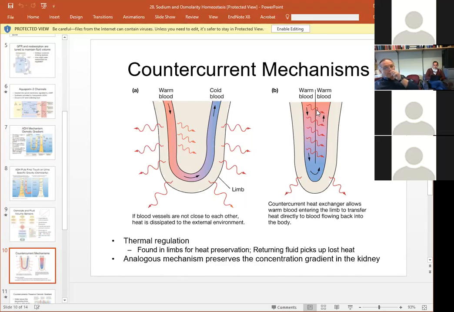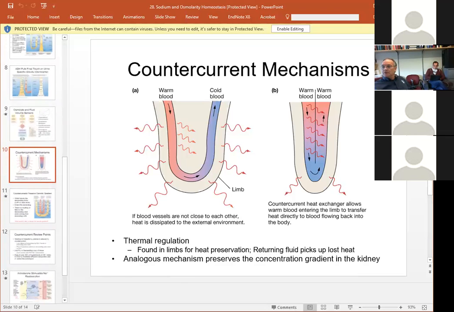So the arterial blood bringing warmth to your appendages can heat up the venous blood bringing cold back from the tips of your toes. And that's called countercurrent. It preserves heat. This heat that might have got lost if they weren't running alongside each other stays in the bloodstream. It's a principle that's used in chemical engineering. And the kidney uses it in a double fashion. Next question.